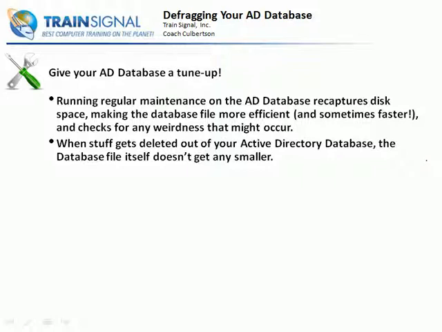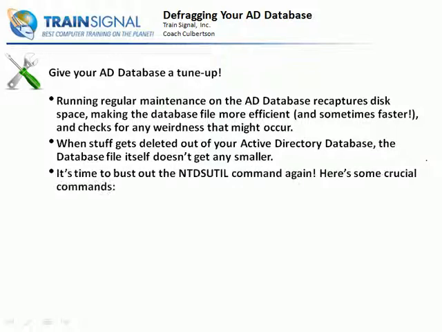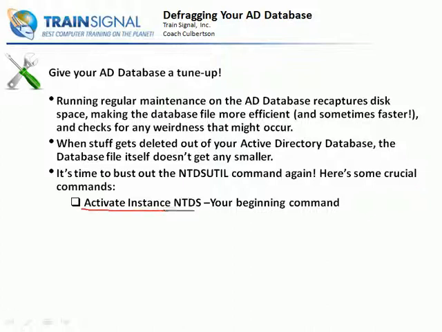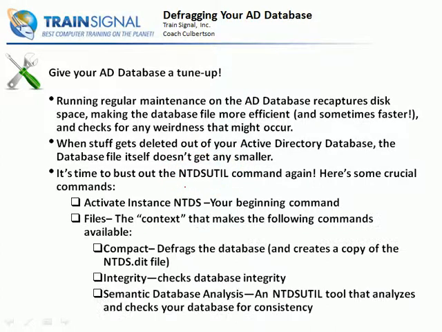And to have your Active Directory running at its highest efficiency, we want to just run a couple of NTDSutil commands on it. Let me talk you through what these crucial commands are, and then we're going to turn around and use them. Now this one we've already used once. This is activate instance NTDS. This is the beginning command that allows us to connect the NTDSutil utility to the Active Directory.